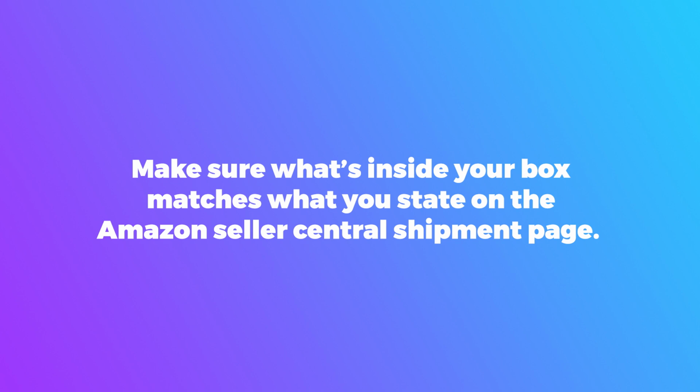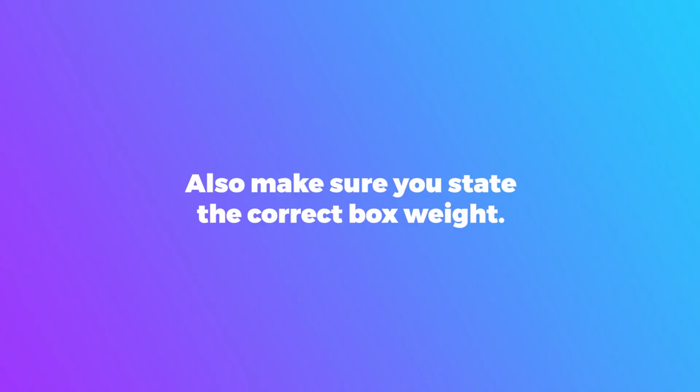Okay, that leads me nicely onto number 4, how to avoid shipment discrepancies. So first things first, make sure that what's inside the box matches what you are stating to Amazon on the Seller Central shipment page. Now, when you build a shipment, ensure you're always entering what is exactly going into each box. Again, no matter how many shipments or boxes you create, always double, triple check your shipment plans before sending them to Amazon. Now, also make sure you state the correct box weight.